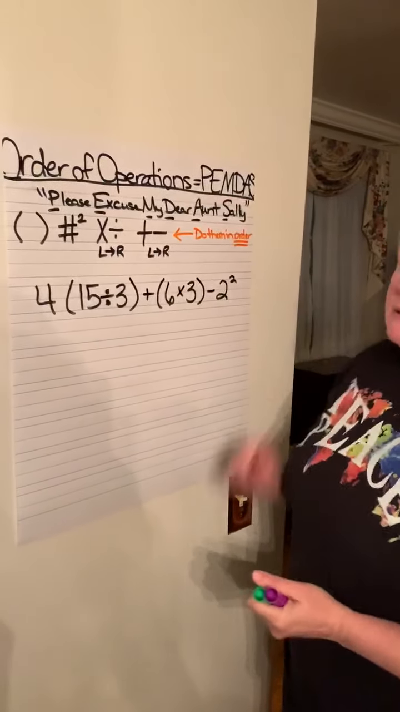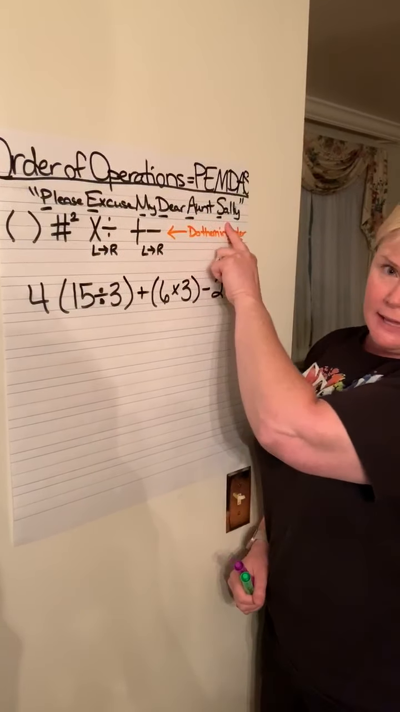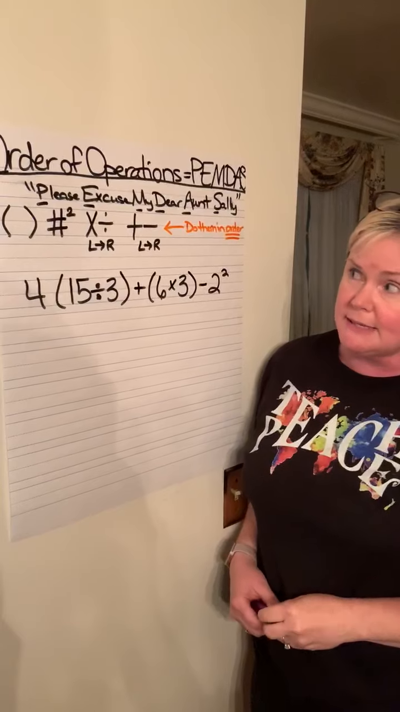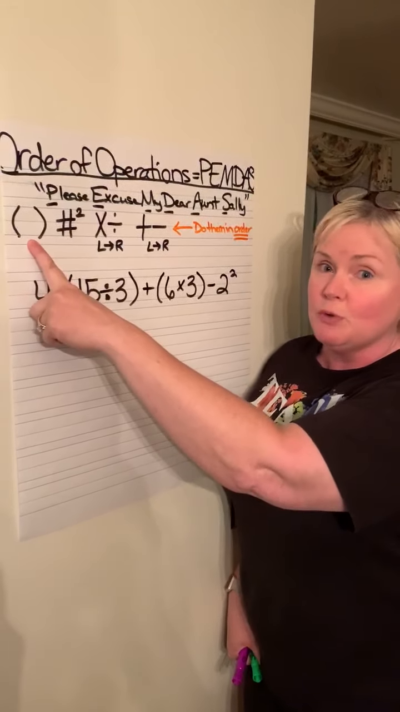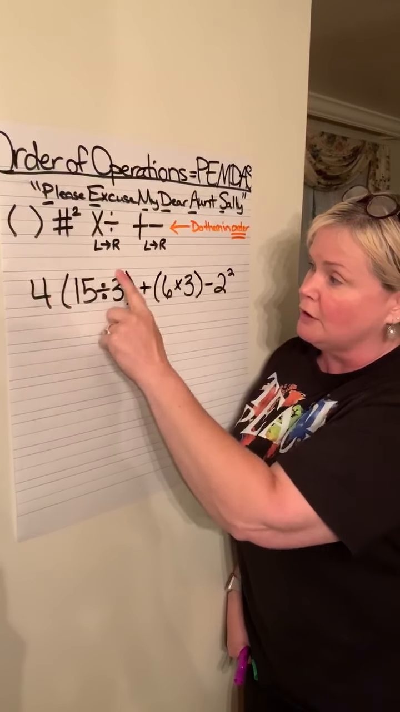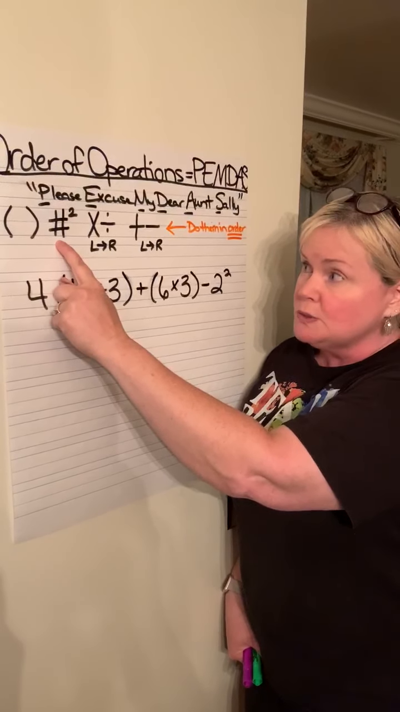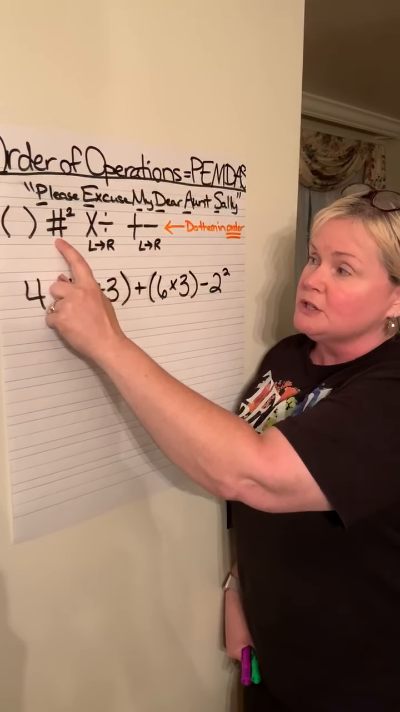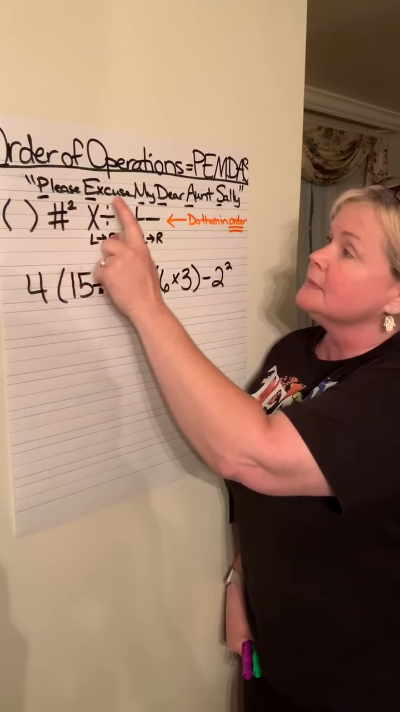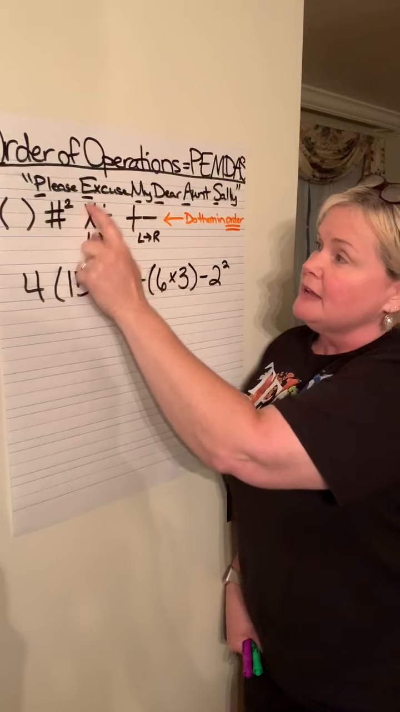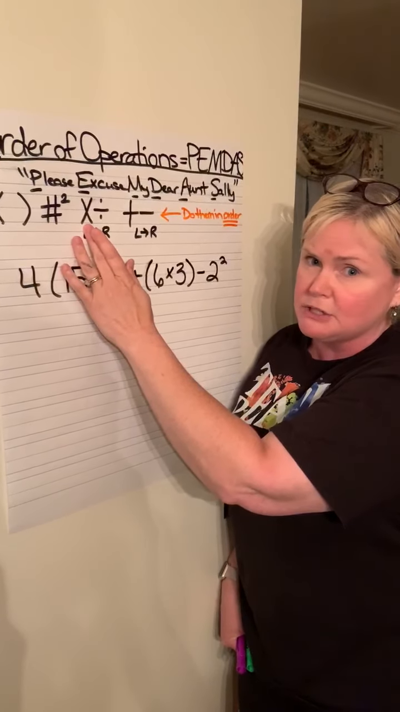Now, PEMDAS tells you the order. Please excuse my dear Aunt Sally. Tells you the order of operations. The P stands for parentheses, which are the little rounded brackets. The E stands for exponents, which is when you have a number and a tiny little baby number up in the air. My dear.